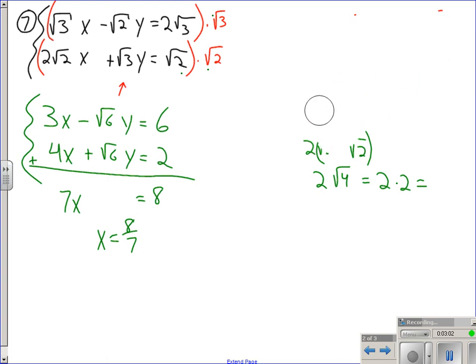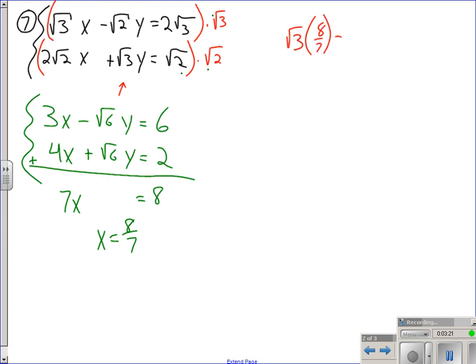With the elimination method, once you get one variable, you've got to plug it back in and solve for the other one. I'm going to get you going on this because, again, the square roots are a little bit tougher. So I'm going to go back to the top equation: square root of 3 times x, which is 8/7, minus square root 2 y equals 2 square root of 3. We've got to solve for y.